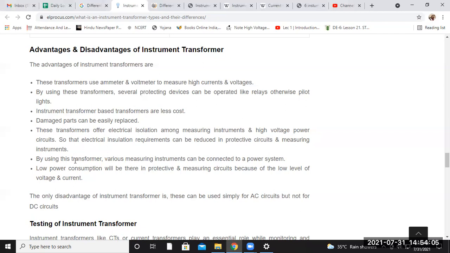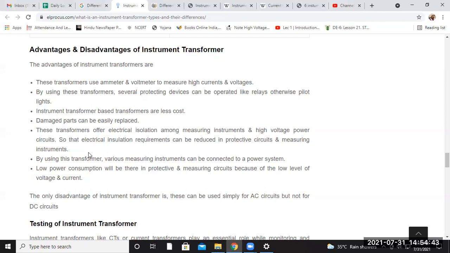The second last point is that by using the instrument transformer, various measuring instruments can be connected to a power system, like a wattmeter, or another voltmeter or ammeter. Those are some equipment that we can connect with the power system. Next point is low power consumption. Low power consumption will be there in protective and measuring circuits because of the low value of voltage and current. So these are some advantages of the instrument transformer, of the CT and PT.